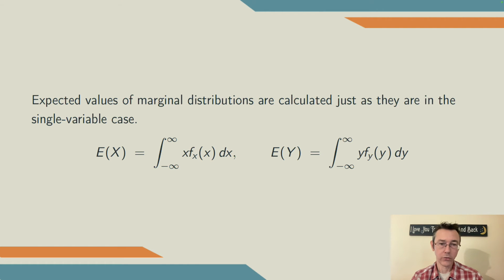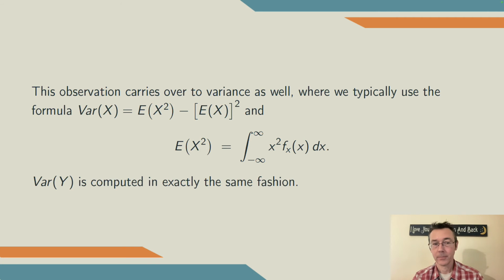Expected values of marginal distributions are calculated just as they are in the single variable case, and that makes sense because once you're talking about a marginal probability distribution, you've basically gotten yourself to a single variable situation. So for instance, the expected value of x is the integral from negative infinity to infinity of x f sub x of x dx. And that's just your ordinary definition for expected value for a single random variable.